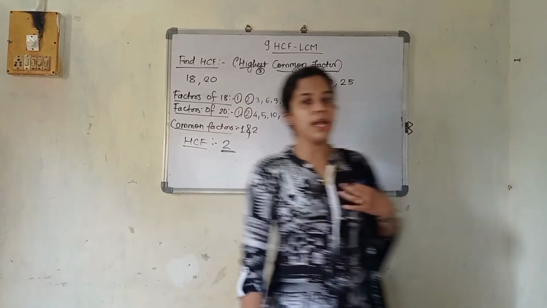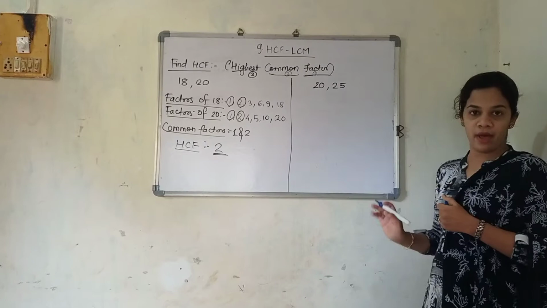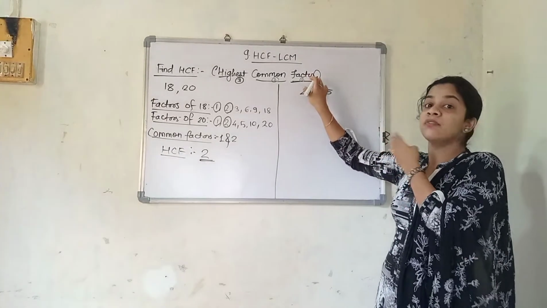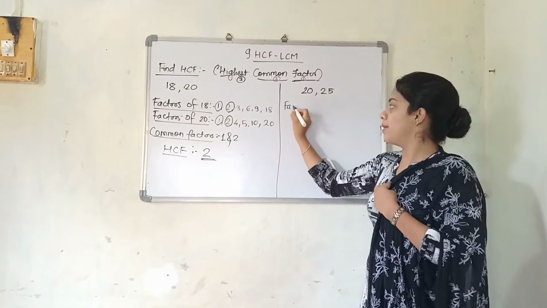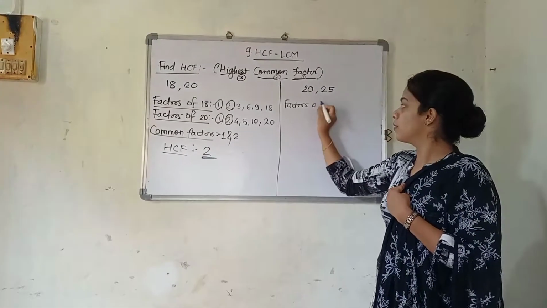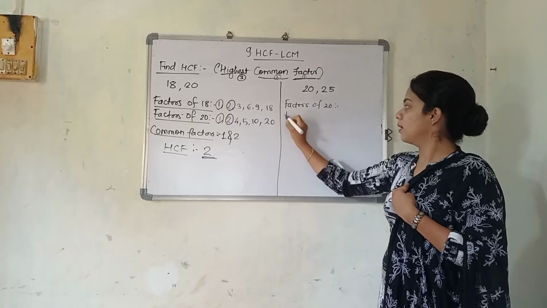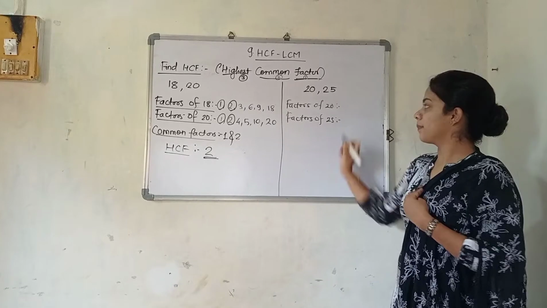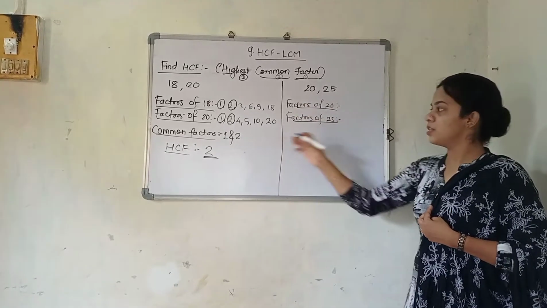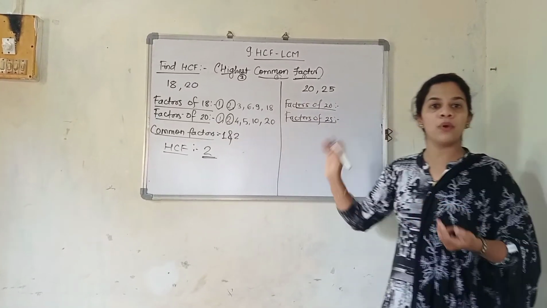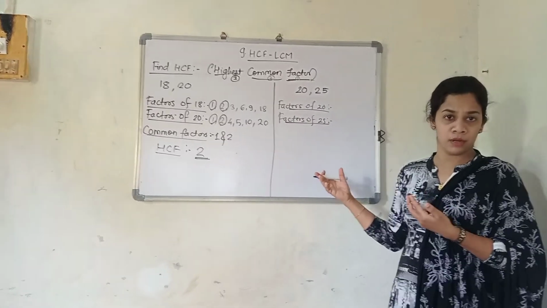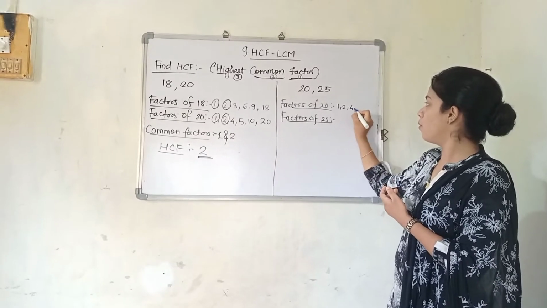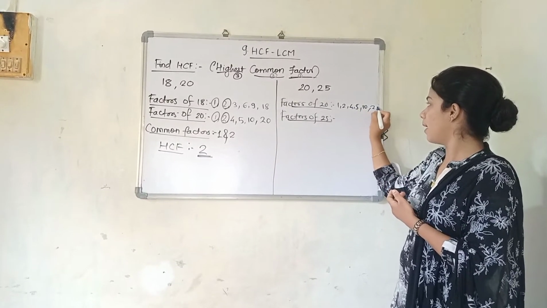So we are going to see the next question, that is 20 and 25. What is our first part to do? Yes, first we will find the factors. So first we are going to find out the factors of 20 and factors of 25. Now the factors of 20 we have just found. If the question was different, you would take different numbers. Right now I know them, so I will just copy them down. 1, 2, 4, 5, 10 and 20.